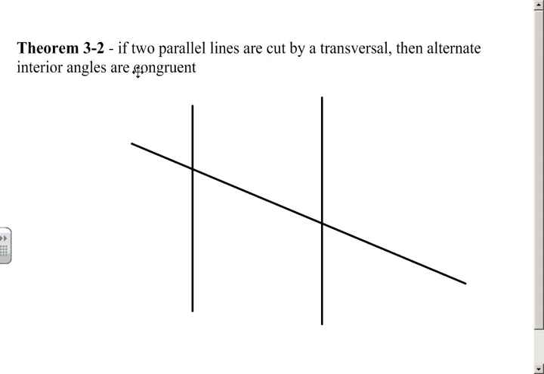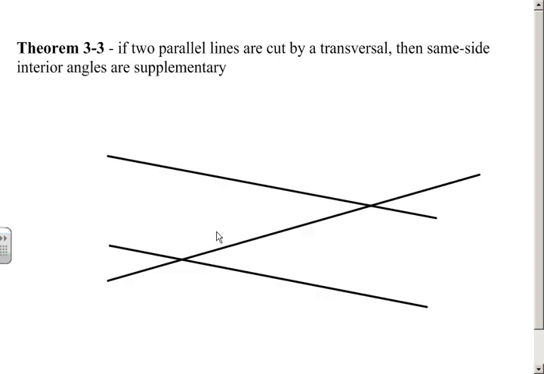Theorem 3.2 says if two parallel lines, which we indicate with these arrows, are cut by a transversal, then alternate interior angles are congruent. Remember, interiors are in here, and alternate interiors are on opposite sides of the transversal. So here, angle 1 and angle 2 are congruent. We could also conclude that this angle here is congruent to this angle over here because they're alternate interior angles.